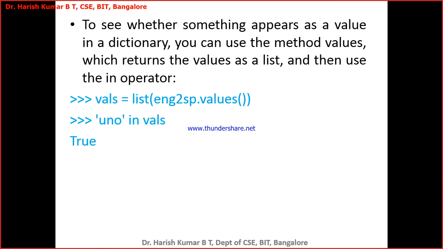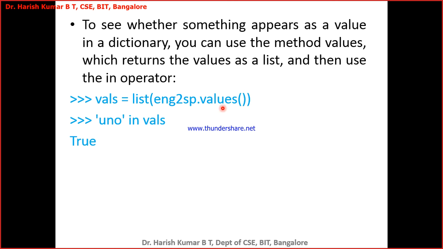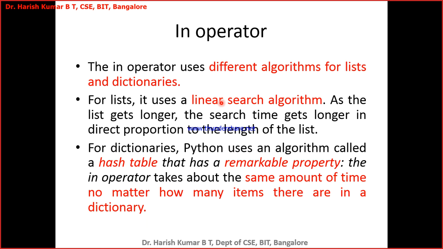In case you want to check whether a value exists inside the dictionary, then you have to build the list of values. Now how do you build the list of values? There is a method with the name values. You can use this values function to extract all the values from the dictionary, make a list out of it, and then use the in operator to check whether a value exists or not.